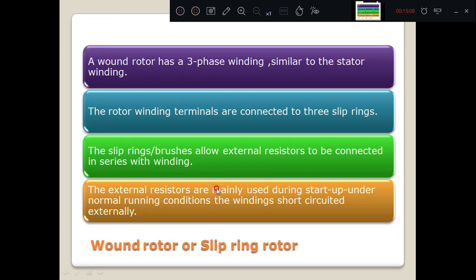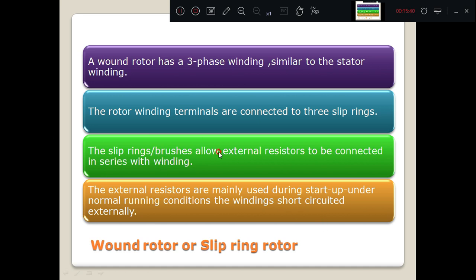Then we have a wound rotor, also called a slip ring induction motor. A wound rotor has a three-phase winding similar to that of the stator winding. The rotor winding terminals are connected to three slip rings. That is why it is called a slip ring induction motor. Basically, the rotor consists of a three-phase winding same as the stator, and the terminals are brought outside through slip rings.